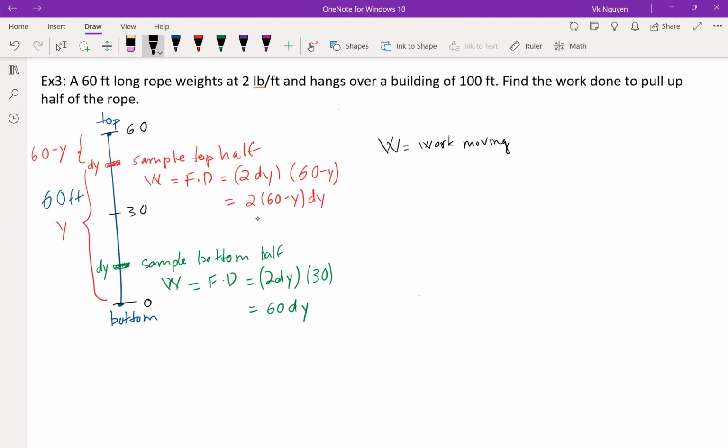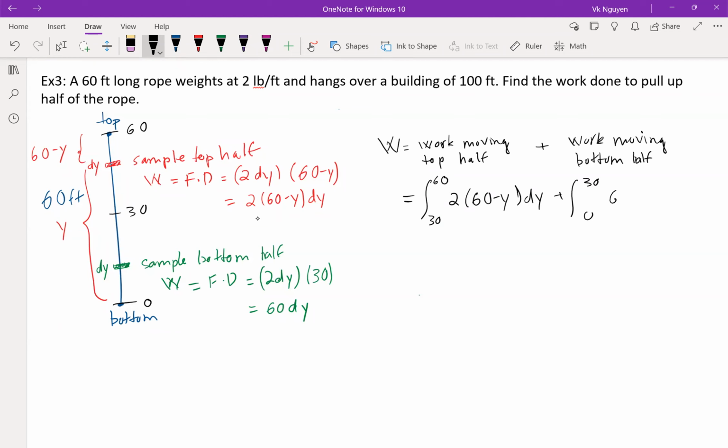And ta-da! The work required to pull up half of the rope is work moving top half plus work moving bottom half. Work moving top half: well, we only move from 30 to 60, so it's the integral from 30 to 60 of 2 times (60 minus y) dy. For the bottom half, we move from 0 to 30. So the integral from 0 to 30 of 60 dy.